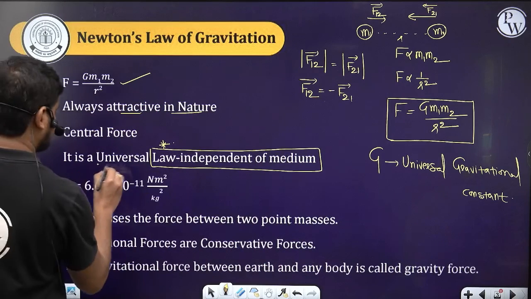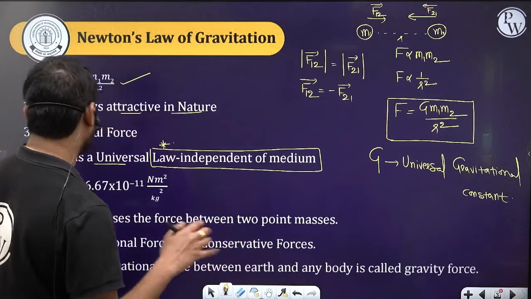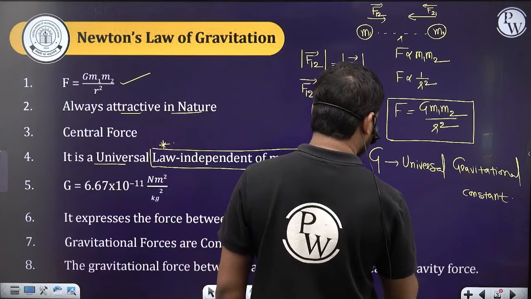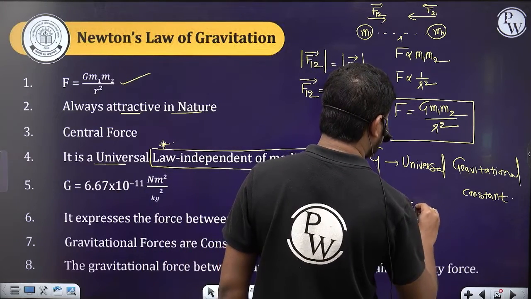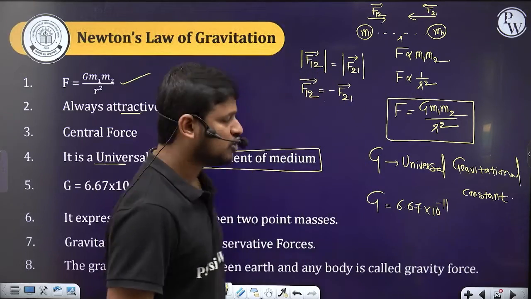So that's what we wrote. The universal law is independent of the medium. Its value you already studied in grade 9 itself. The value is 6.67 × 10^-11. So what are the units? How can you write the units, guys?